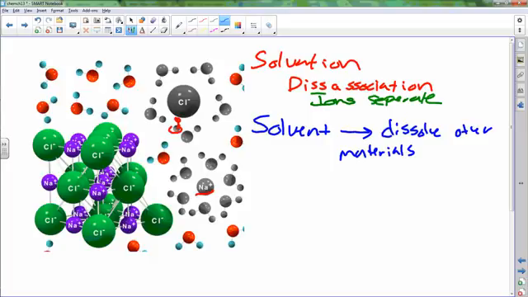So water in this case is acting as the solvent, and so salt would be the solute. Solute is the thing being dissolved.